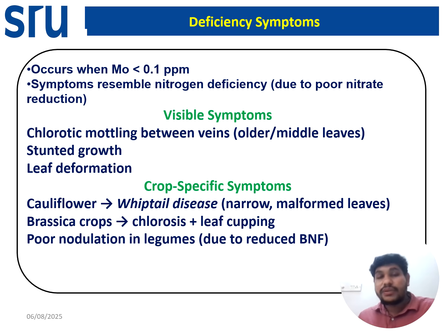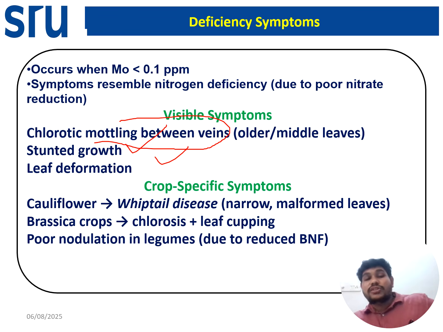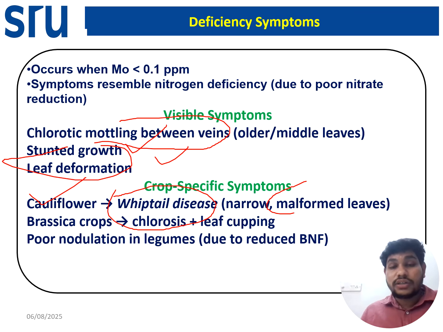If you see the visible symptoms of molybdenum, which occur on older leaves because it is a mobile element, there is mottling between the veins, chlorosis, stunted growth, and distortion of the leaf. That is the most common distortion of the leaf. Then in cauliflower, we observe whiptail disease due to molybdenum deficiency. Here we see malformed, distorted, narrow leaves. In brassica crops, we see chlorosis and then cupping of leaves.